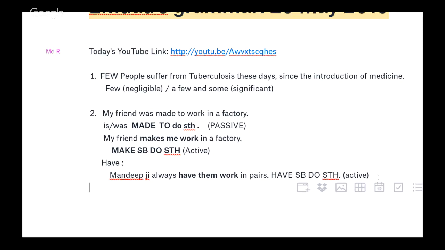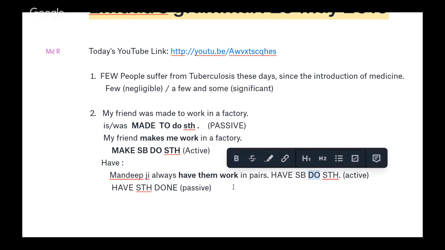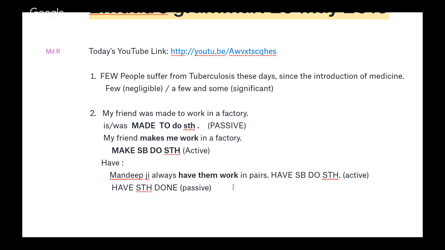What if the structure is passive? How will it be in passive? Let me write it here. Passive is have something done. Now this is not do anymore, it is done. So how will it be? Have something done. So, I have got the job done.